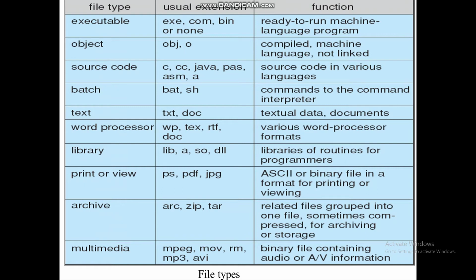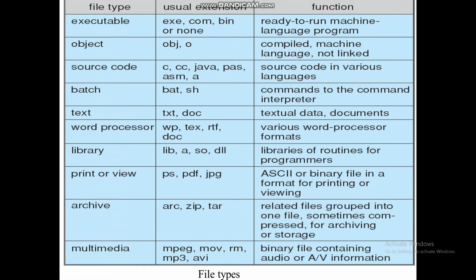Then next we can have a look into the different types of files. We have executable files such as .exe, .com, .bin, etc. Then object files, which are represented by .obj. They are commonly compiled machine language, not linked. Then for different programs, source code files are represented with .c, .java, .pas, etc. Then we have batch files with the extension .bat, which hold commands to the command interpreter.